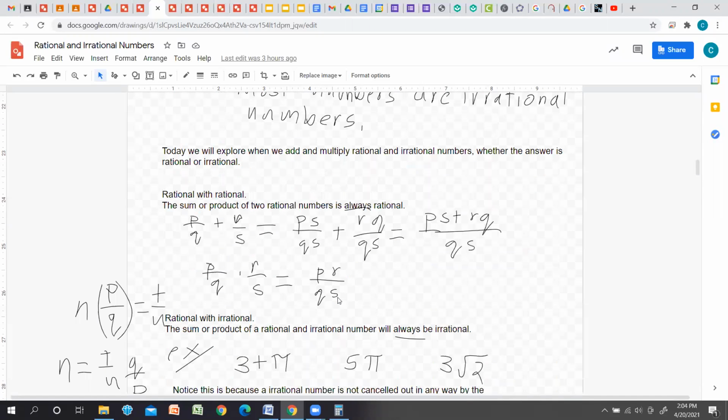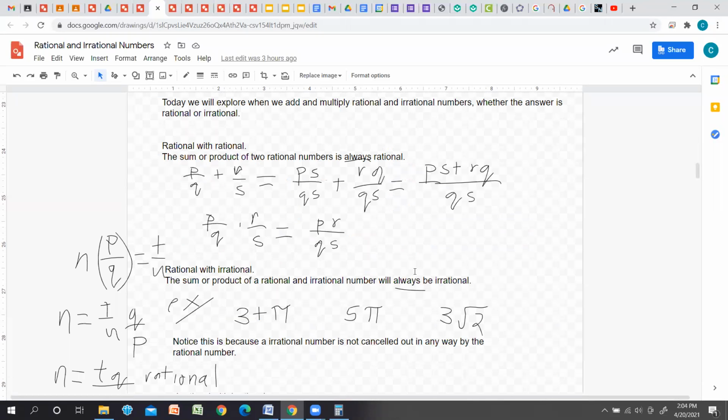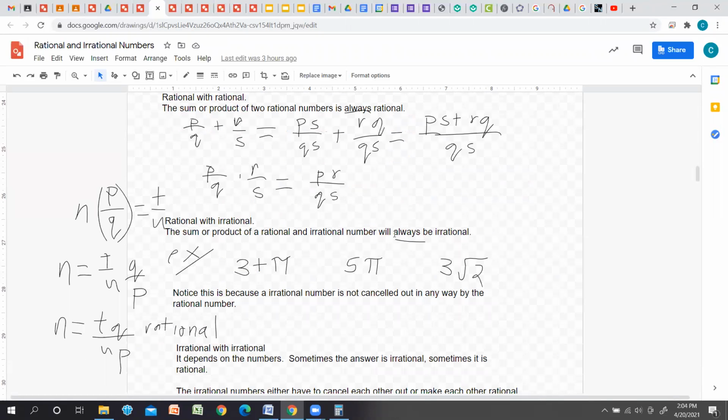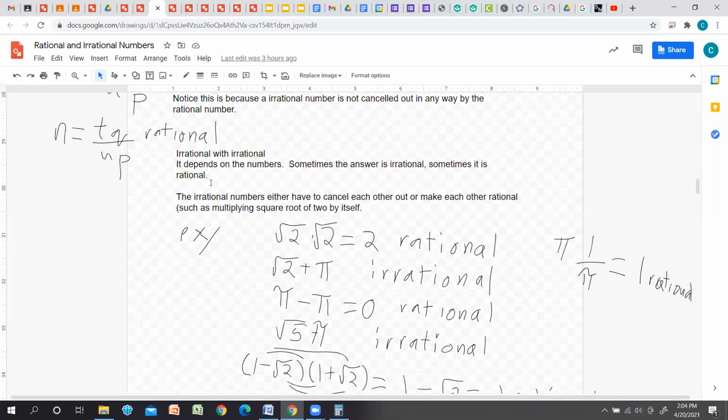Right? Two rational numbers, their product or sum is always rational. So if you want to make sure to have a rational answer, use two rational numbers. If you want to make sure to have an irrational sum or product, use one rational number and one irrational number, so one of each. Then if both numbers are irrational, it depends again on the numbers, okay?